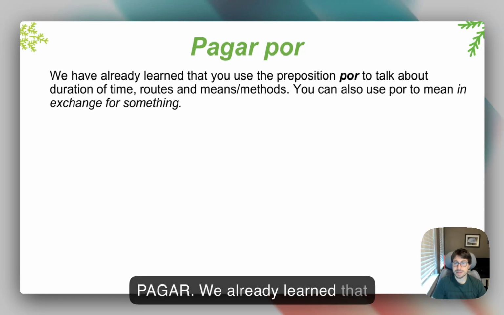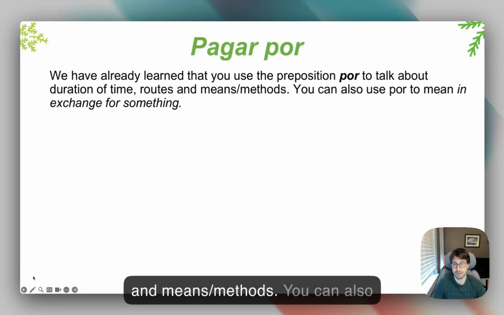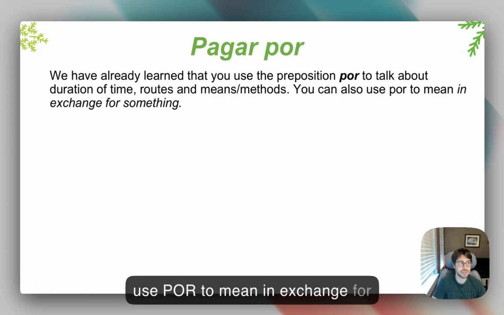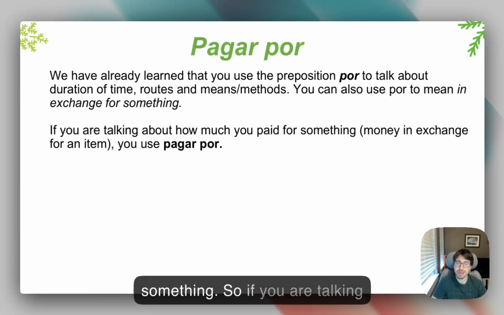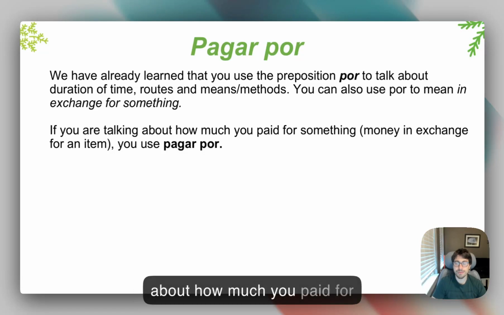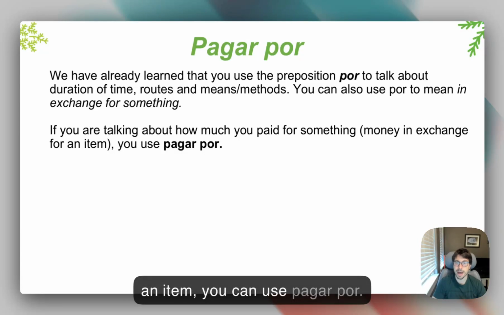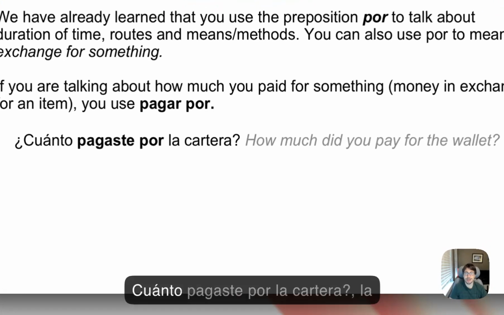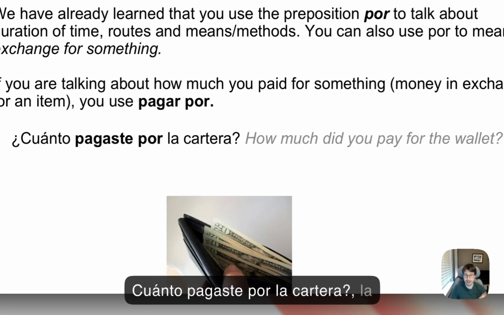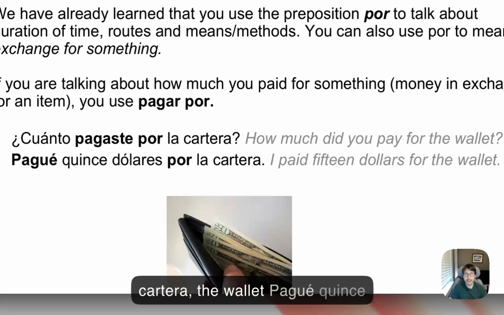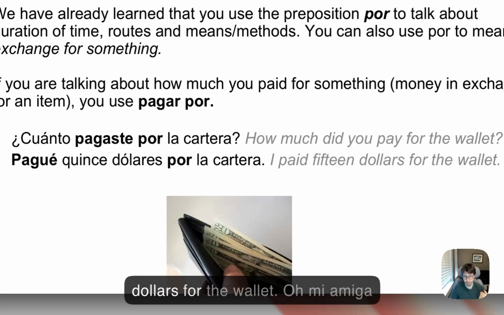We already learned that we can use the preposition por to talk about duration of time, routes, and means methods. You can also use por to mean in exchange for something. So if you're talking about how much you paid for something, money in exchange for an item, you can use pagar por. ¿Cuánto pagaste por la cartera, the wallet? Pagué $15 por la cartera. I paid $15 for the wallet.